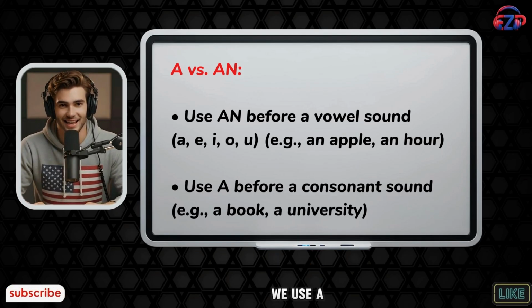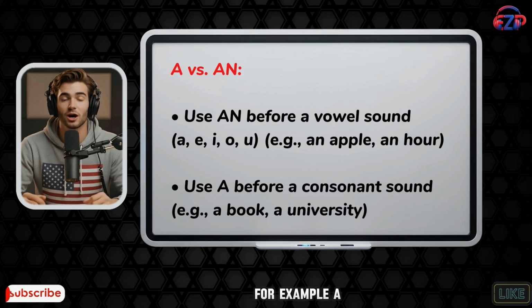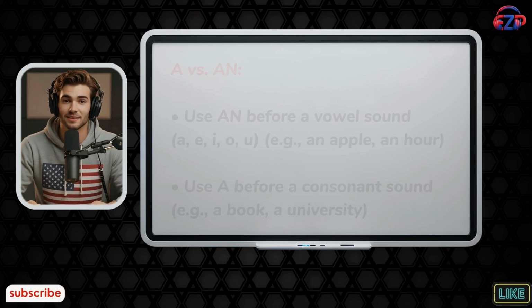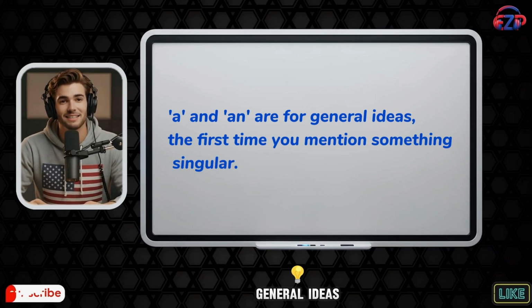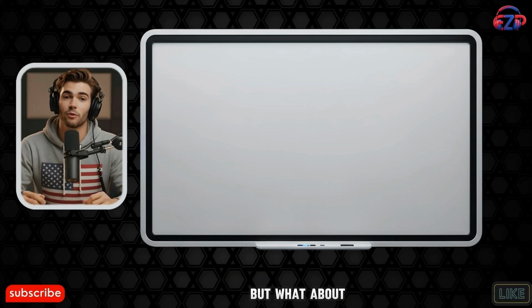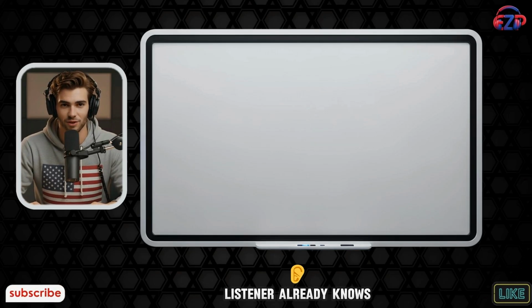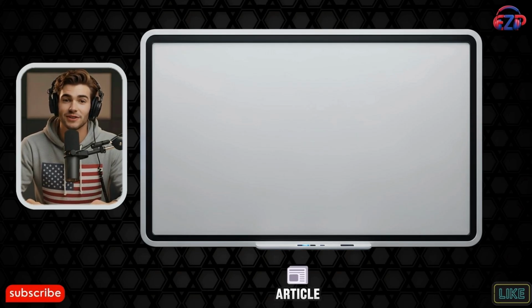We use a before a word that starts with a consonant sound. For example, a book. A university. It starts with a y sound. A cat. So a and an are for general ideas, the first time you mention something singular. But what about when we are talking about something specific, something the listener already knows about? That's the job of our other article.